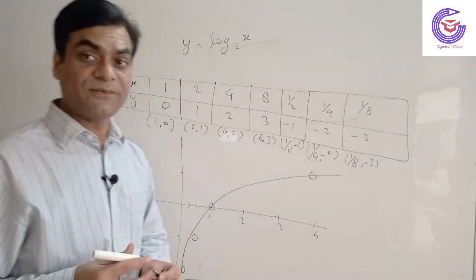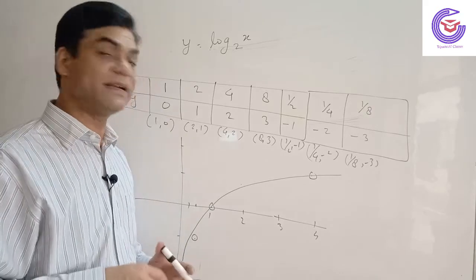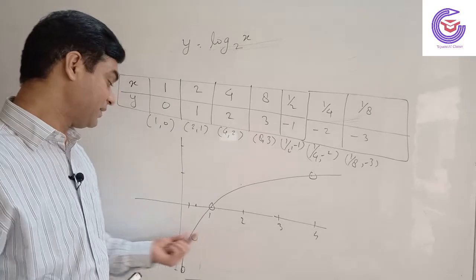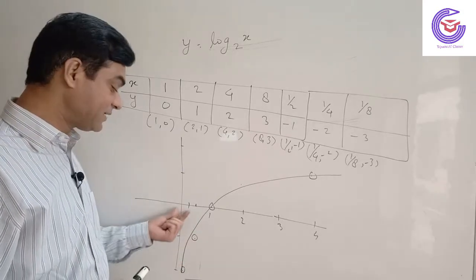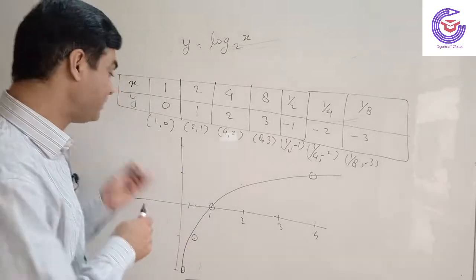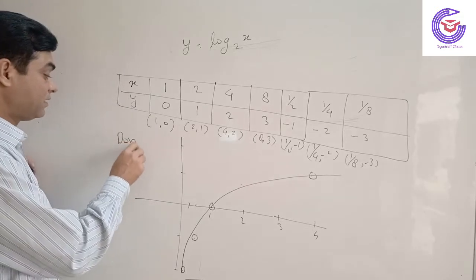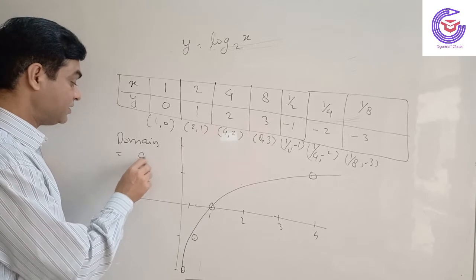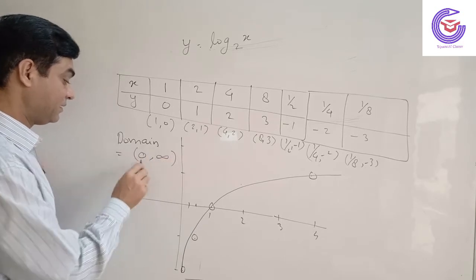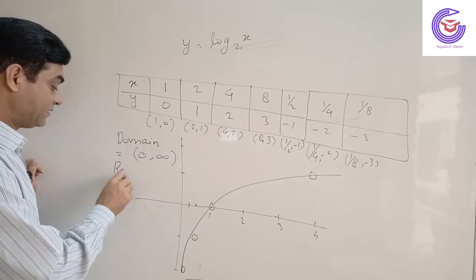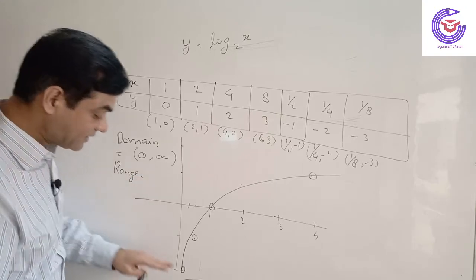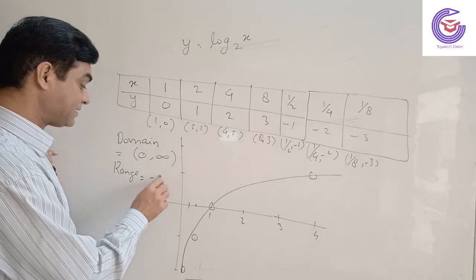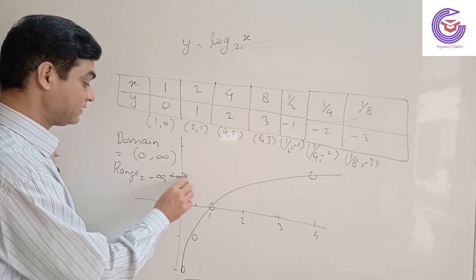Looking at the graph, you can easily figure out the domain, range and solution set. Here, negative x is not defined, and even x equal to 0 is not defined. So what is the domain of the logarithmic function? Domain is 0 to infinity, and the range clearly varies from minus infinity to plus infinity.